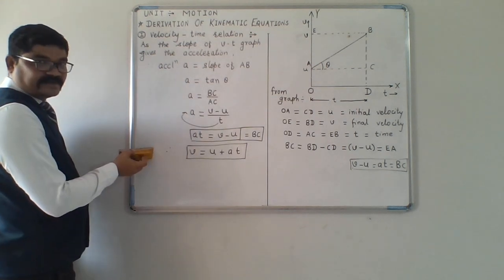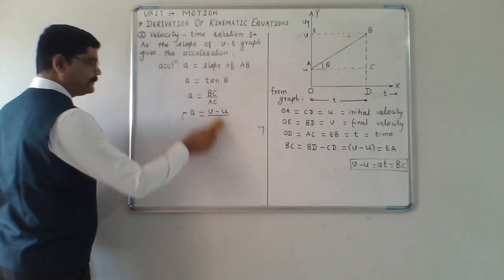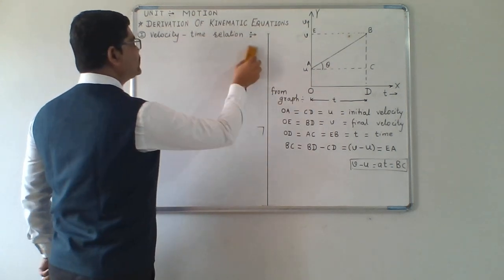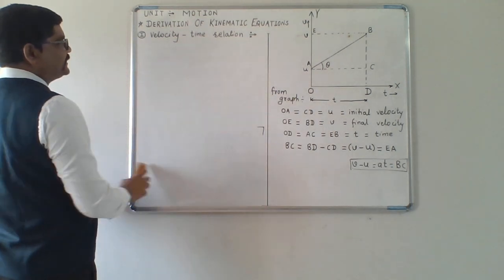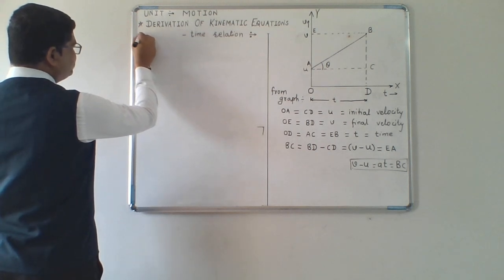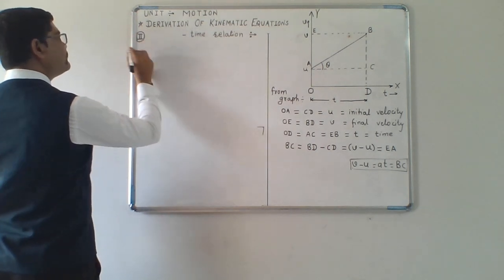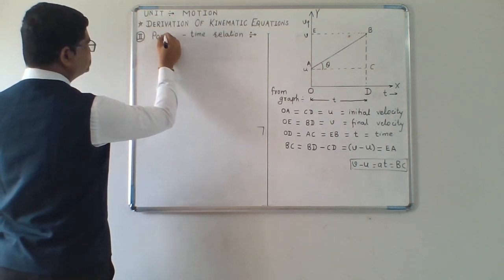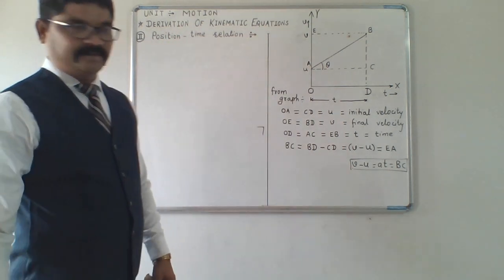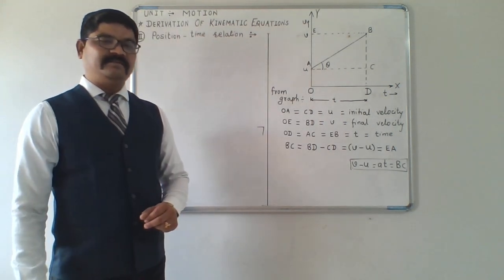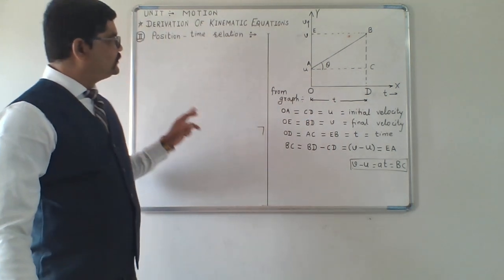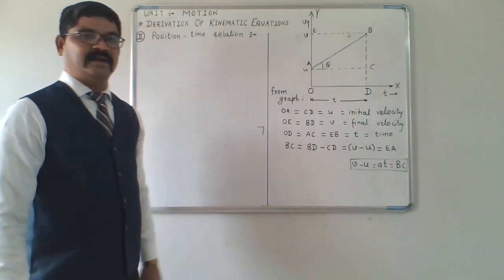I am rubbing this part because we will need the graph as well as these values. So the derivation of the first equation is this. Then let us derive the second kinematic equation, which is the position time relation. What is the equation? Second kinematic equation, as I said, S equals ut plus half at squared. This part we are going to derive using the same graph and these values that we had mentioned earlier.